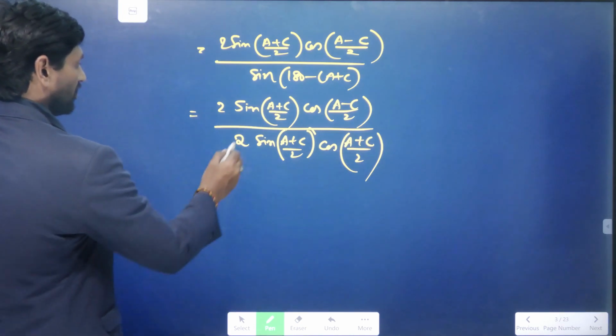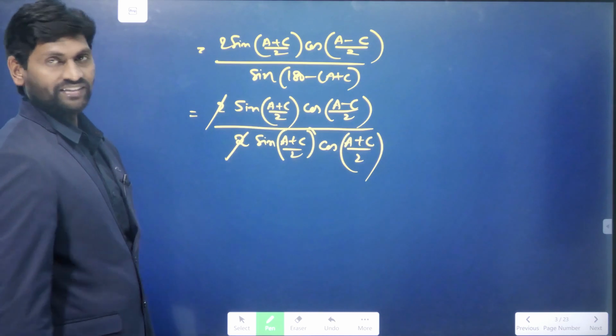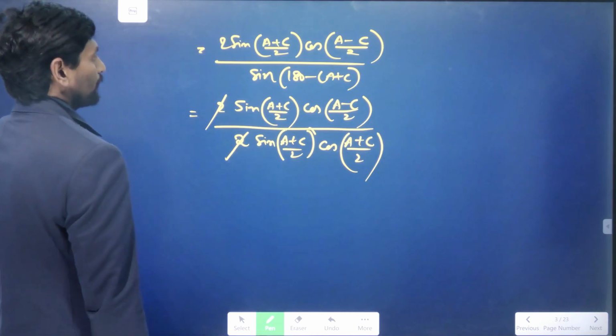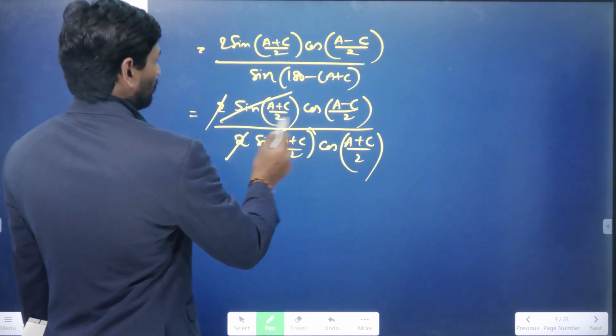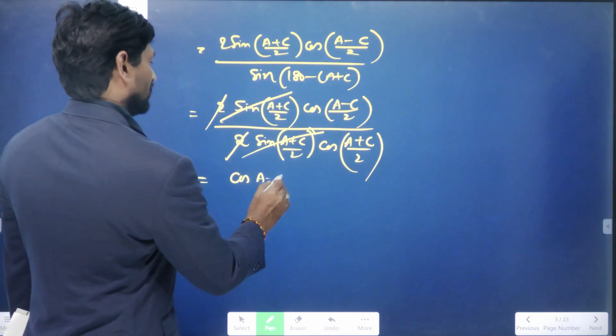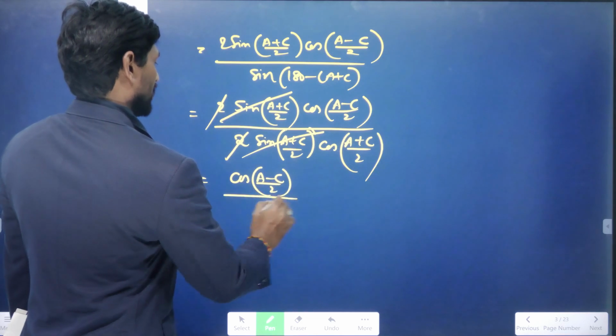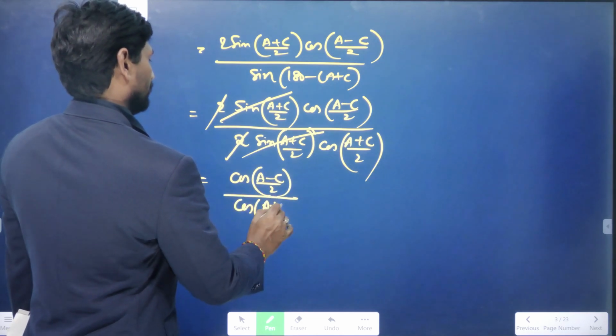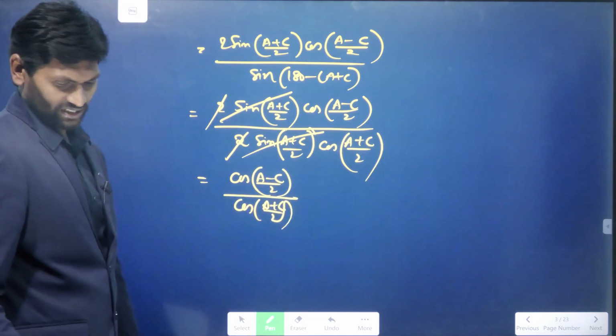Same way, same formula. So the numerator and denominator 2's cancel. Sin (A plus C by 2) and sin (A plus C by 2) cancel. Therefore, the answer is cos (A minus C by 2) by cos (A plus C by 2). That is the answer.